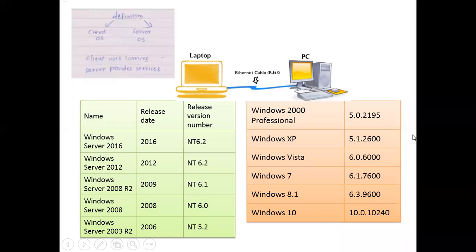The right side table indicates all are client operating systems. The left side table indicates they are server operating systems. But what we define is that any machine, whether it is a client operating system or a server operating system, if it shares something, it becomes a server. The meaning is, take an example of Windows 7.